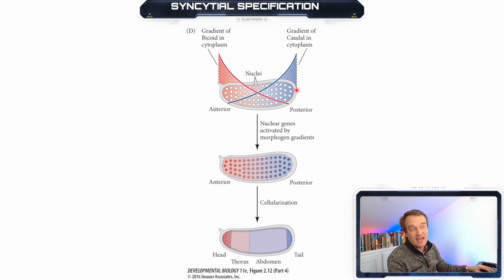If you're a nucleus that gets sequestered in an area with high caudal and very low bicoid, then you know you're going to be the posterior, or the tail end. And if you're in the middle, with equal amounts of bicoid and caudal, then you might be something like a wing in the middle of the fly. We're going to talk more about these gradients in the Hox genes and these developmental genes. They help differentiate cells in syncytial specification.